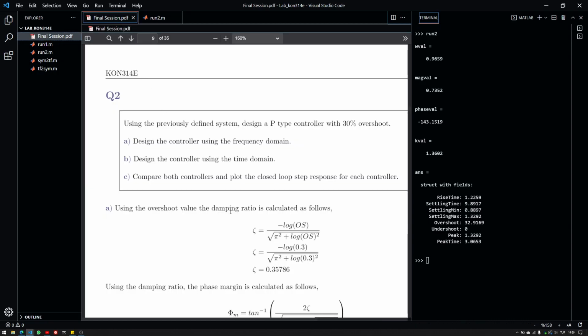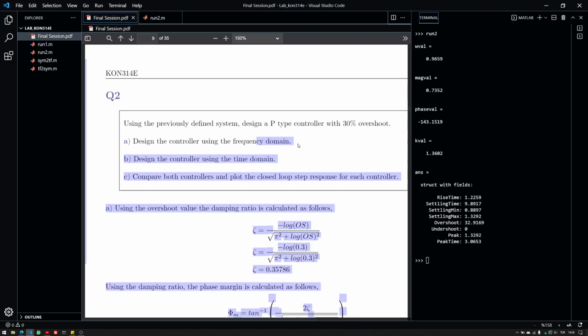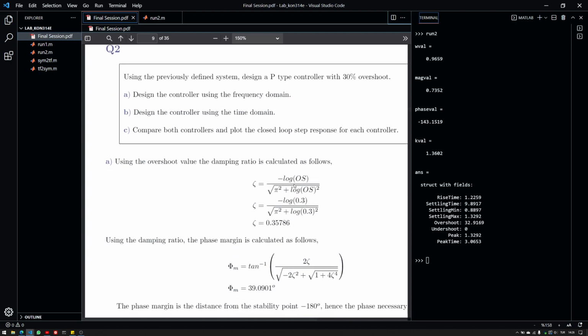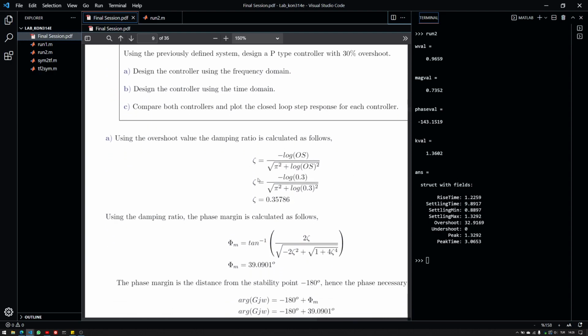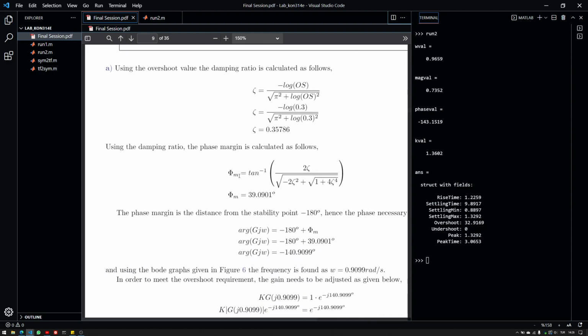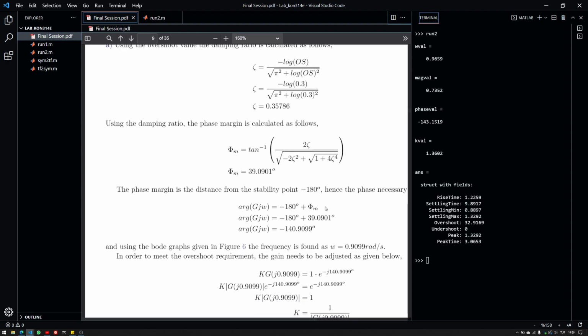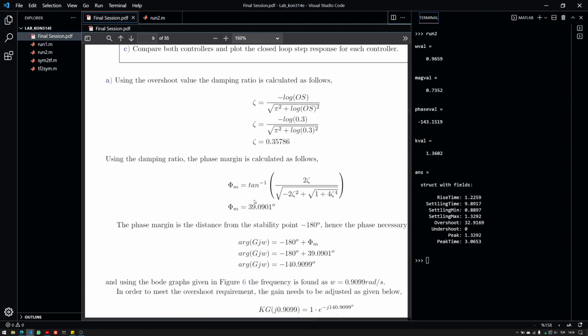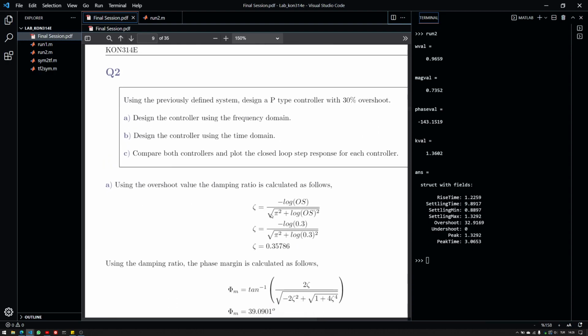Let's also try to use the time domain approach. Now, using the frequency domain was quite easy. What we've done is we have used the relation between the overshoot and zeta, and then also the relation between zeta and the phase margin, because we were using the phase margin as an offset, and this offset should correspond to our desired overshoot value. So I'll come to the recap later.